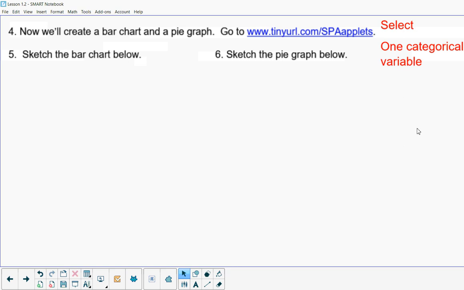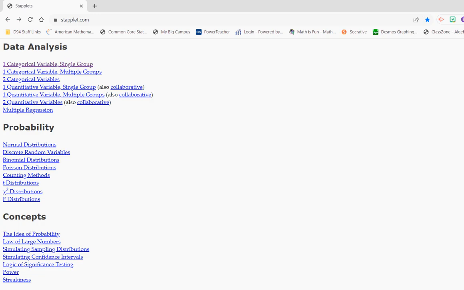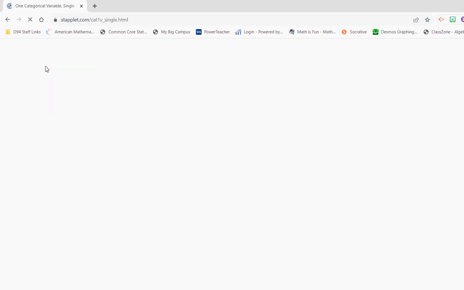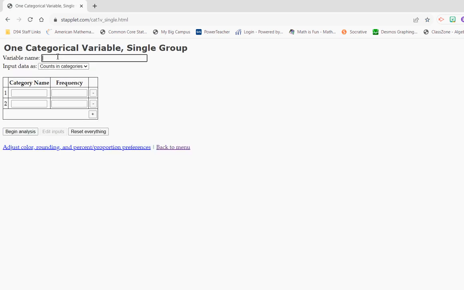So what we're going to do is we're going to use the applets, and I have the link posted on your Google Classroom page. You also can use the URL at the top to help you. And so when you go to the applet, the main page looks like this, okay? It will come up with your data analysis, probability, concepts, and so on. We're really going to focus on the data analysis section, and we're going to pick the 1 categorical variable. And so we always want to know the variable name, and so we were measuring the types of social media. So we're going to put that there.